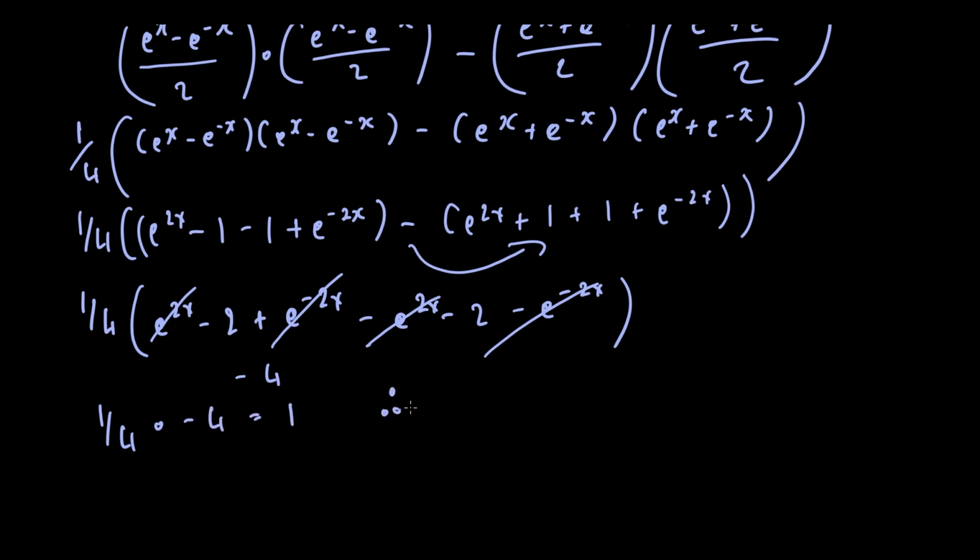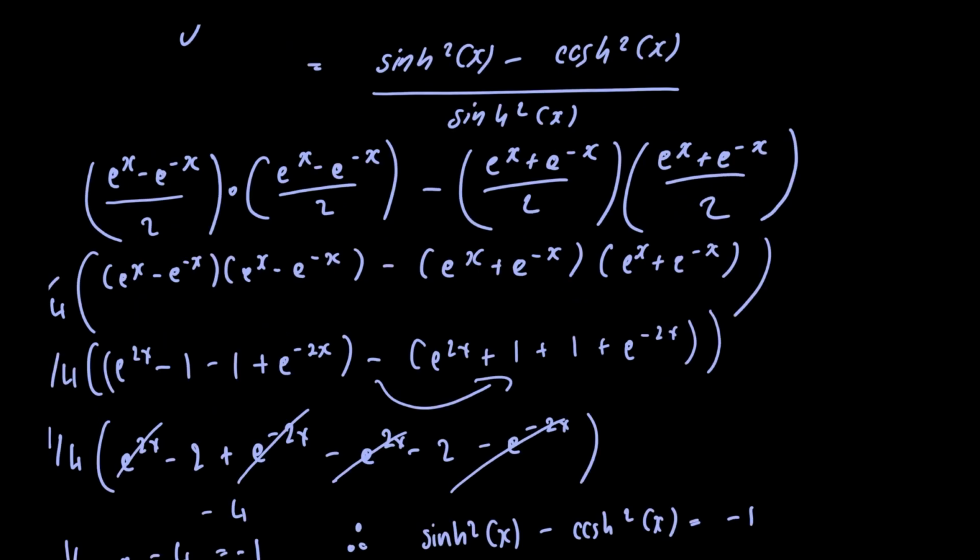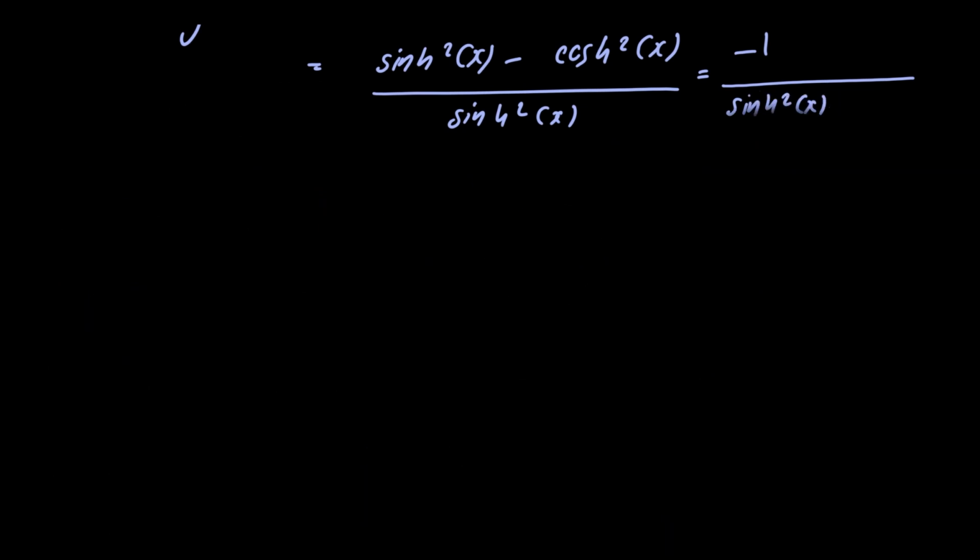Therefore, hyperbolic sine squared of x minus hyperbolic cosine squared of x is equal to minus 1. And that means that we can rewrite this up here as minus 1 all over hyperbolic sine squared of x. That is equal to minus hyperbolic cosecant squared of x. And that's the answer to our problem.